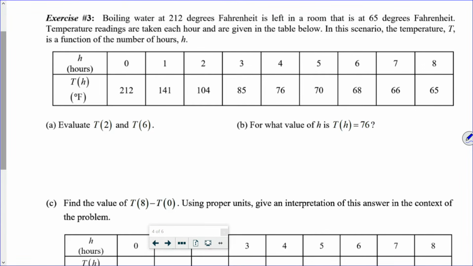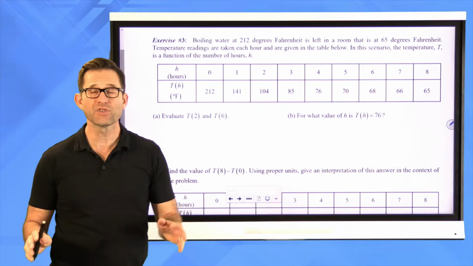Boiling water at 212 degrees Fahrenheit is left in a room that is at 65 degrees Fahrenheit. Temperature readings are taken each hour and are given in the table below. In this scenario, the temperature, T, is a function of the number of hours, H. All right, and let's talk about this for a second.